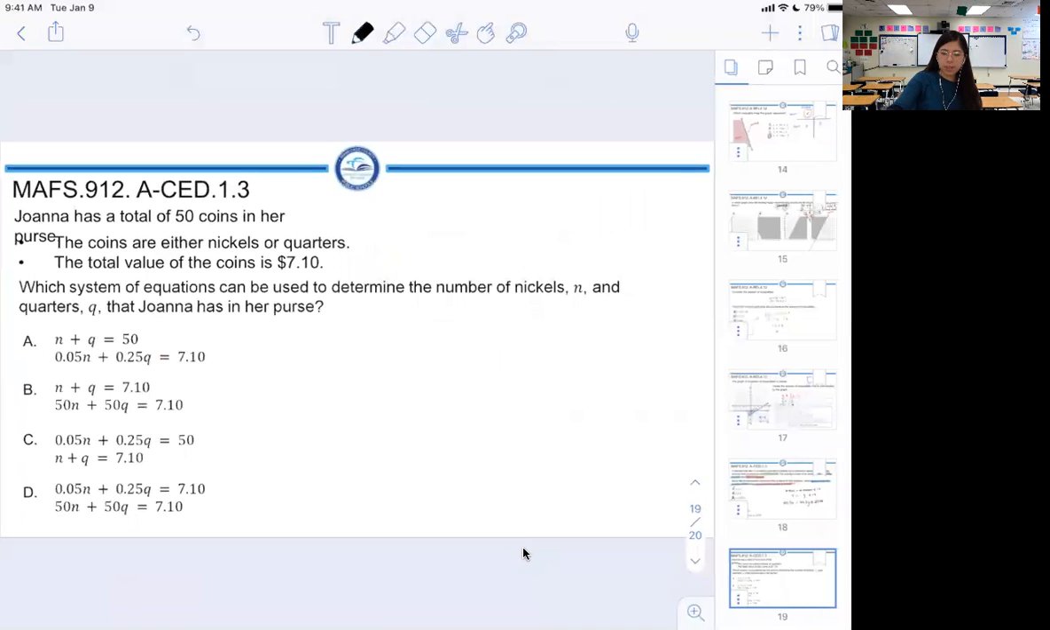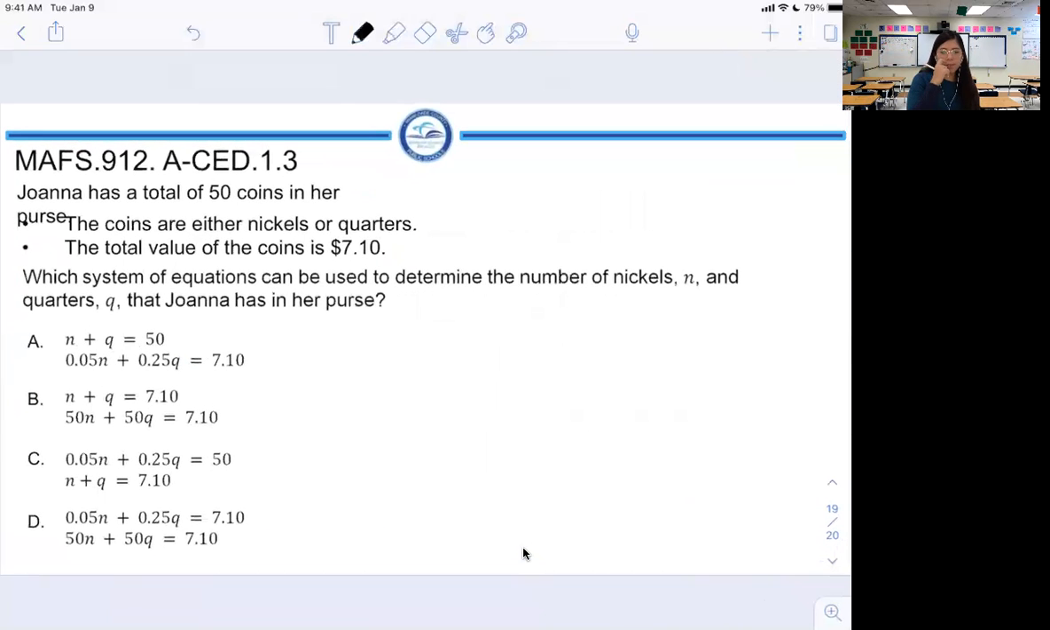Last two problems, I believe. Yes, all right, so here we go. Joanna has a total of 50 coins in her purse. The coins are either nickels or quarters. The total value of the coins is $7.10. Which system of equations can be used to determine the number of nickels and the number of quarters that Joanna has in her purse? Okay, so she only has nickels and quarters.